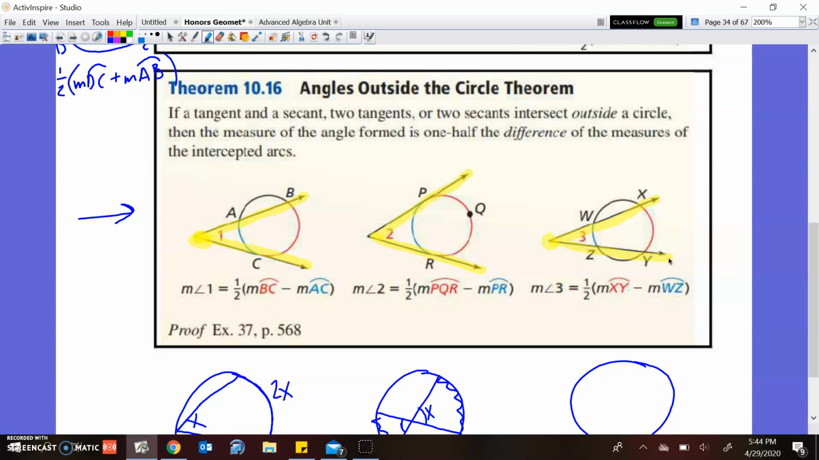So again, the key here is not whether we have two secants, two tangents, or a secant and a tangent. It's just the fact that they intersect outside of the circle. So that's really all you have to keep in mind. But they need to show you that there's three different ways that could occur. If that's the case, then what you do is almost exactly the same as the formula for when they intersected inside, except that now we're going to subtract.